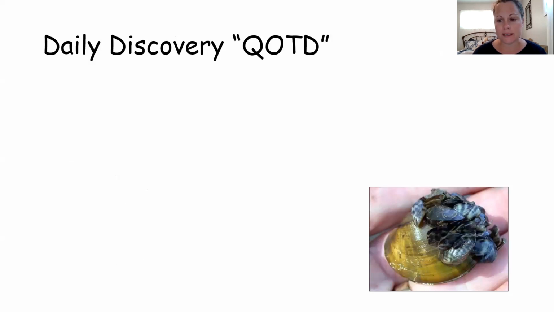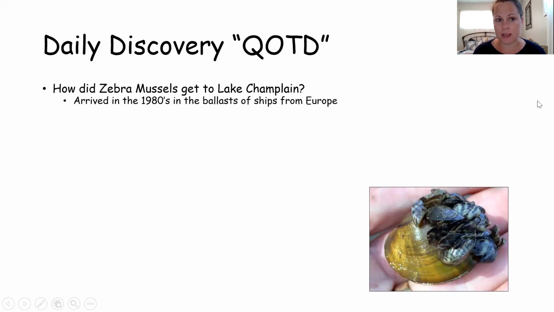So you've probably seen these little guys if you've ever been in or around Lake Champlain. You have what you'd call a native mussel here, but then you have all these invasive little mussels that are attached to this native mussel. These are called zebra mussels. And the first question I want to discuss is, how did zebra mussels get to Lake Champlain?